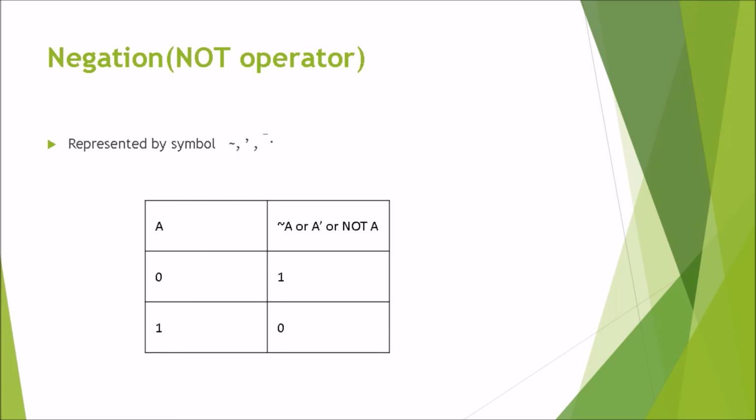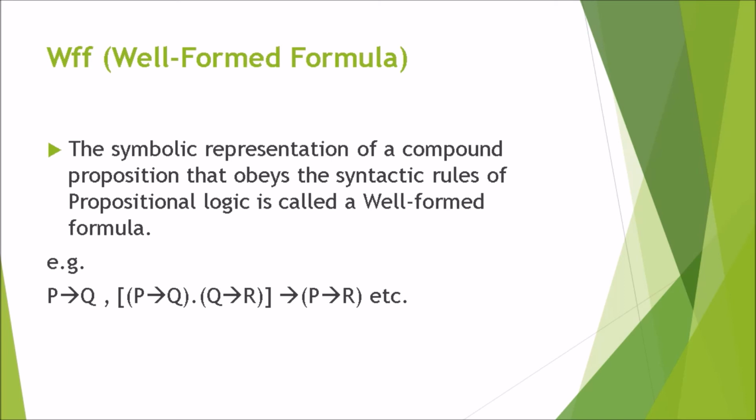Now we'll talk about some terms which we will see in Boolean algebra. Start with the first, WFF, well-formed formula. As per the definition, the symbolic representation of a compound proposition that obeys the syntactic rules of propositional logic is called a well-formed formula. Students, in general a WFF is also a proposition, but a symbolic representation of that proposition. In a simple proposition we can say it is raining, but when we symbolize it with a particular alphabet, that will be a well-formed formula. So in other words we can also say that a well-formed formula is a valid combination of propositions with connectives or operators.